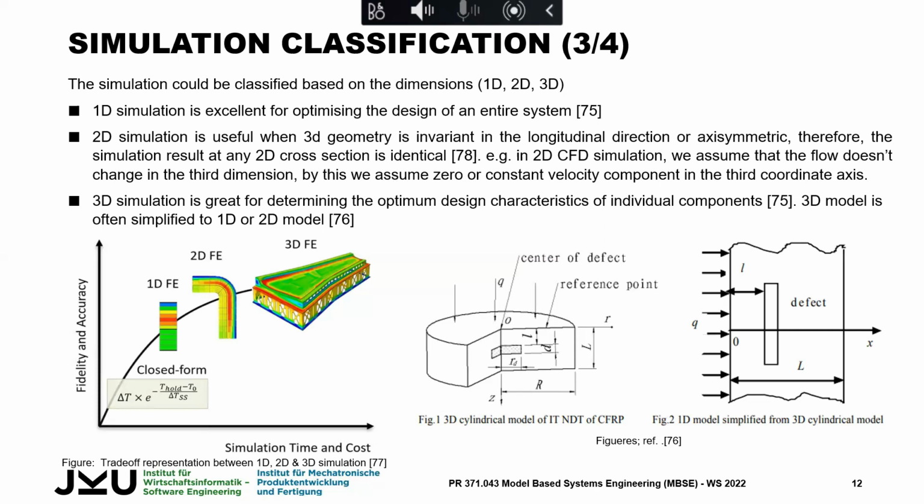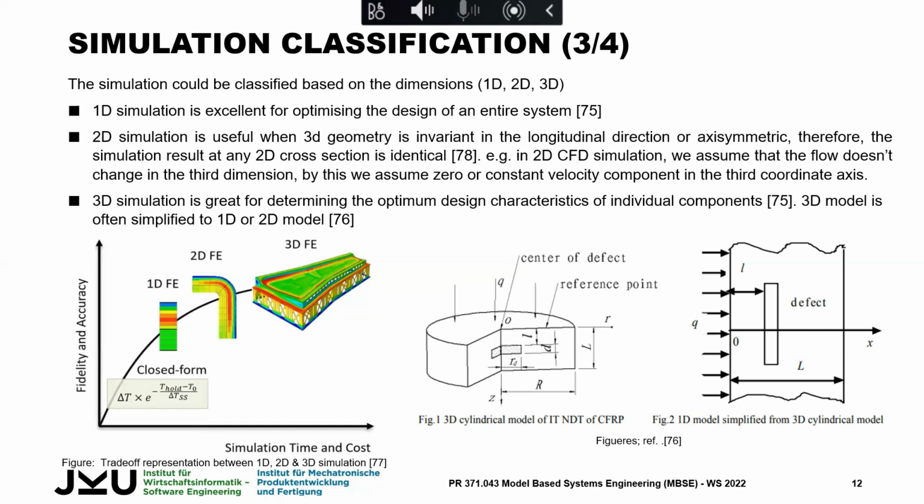So when you go for simulation, try to focus on what your specific need is, and based on your need, you try to define what sort of simulation you want to execute. Okay, then 3D simulation is great for determining the optimum design characteristics, and you specifically understand the system behavior. So 3D simulation is actually the last level we normally do.